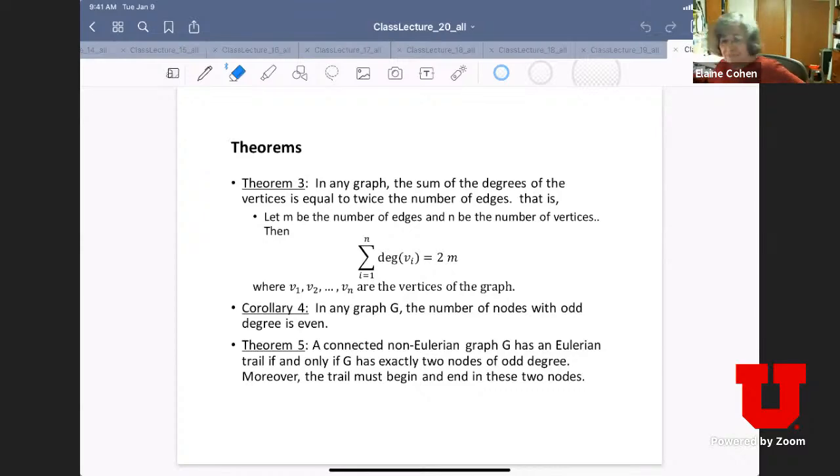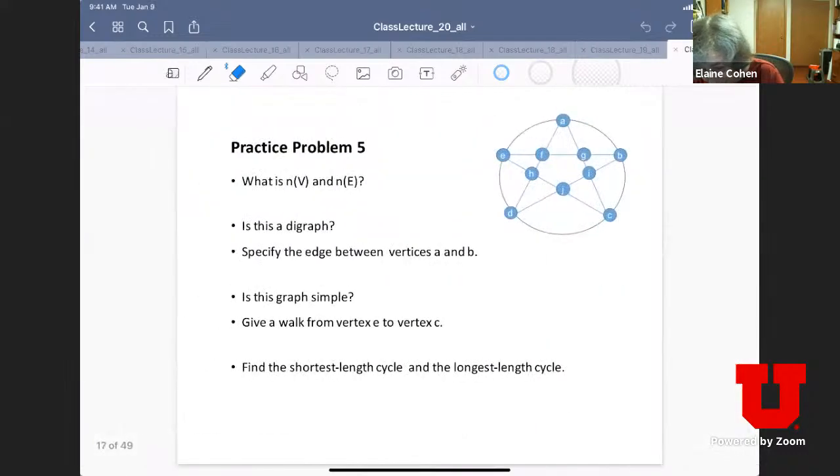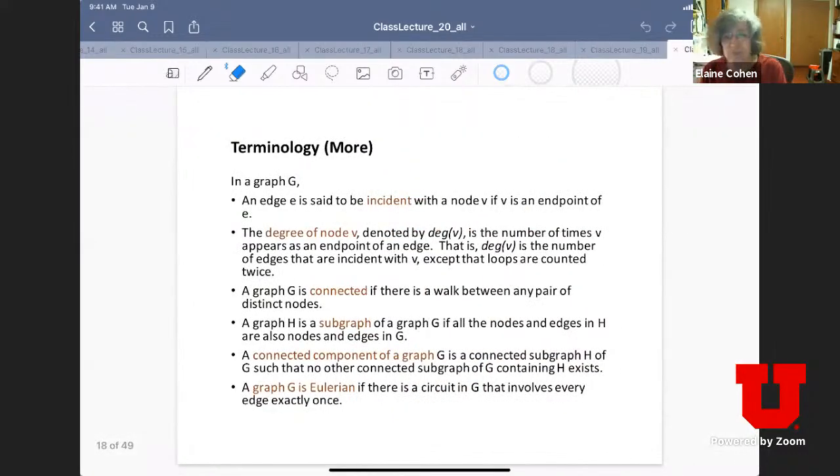Could you go back to the slide with more graph terminology real quick? Yeah, that one. Okay. Yes. Thank you. I just wanted to write down one more definition. Thanks.